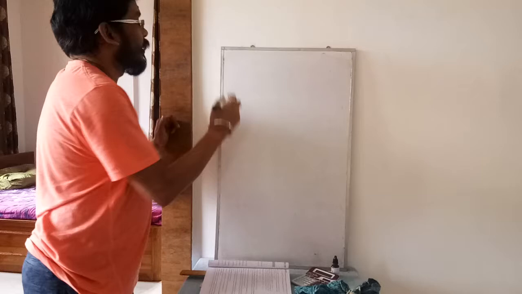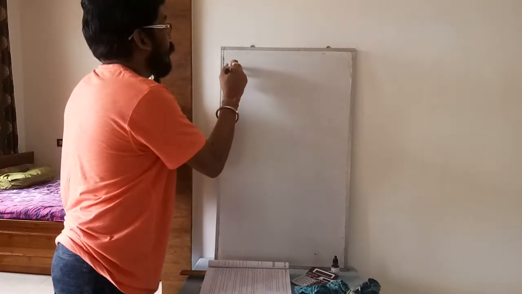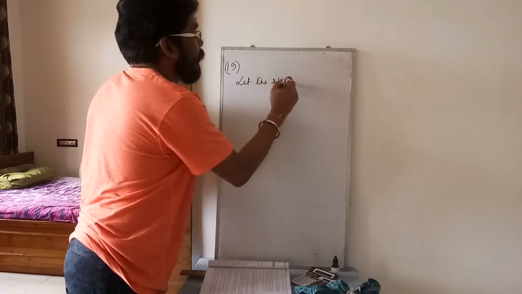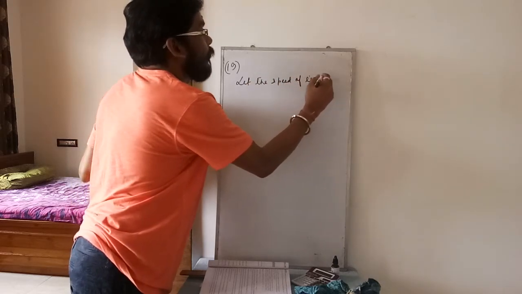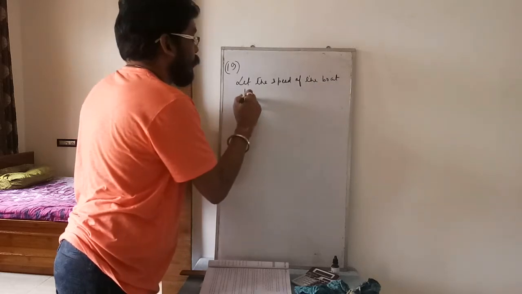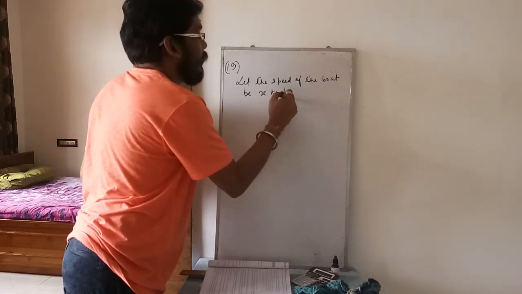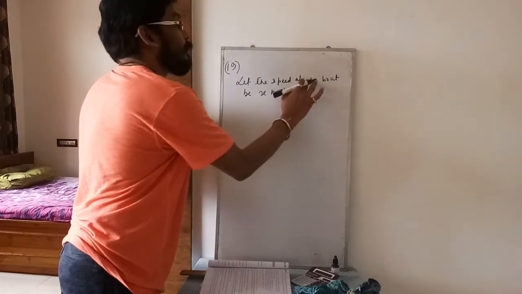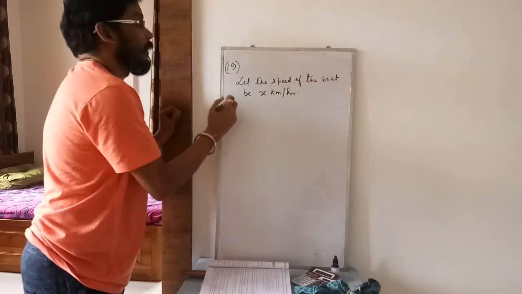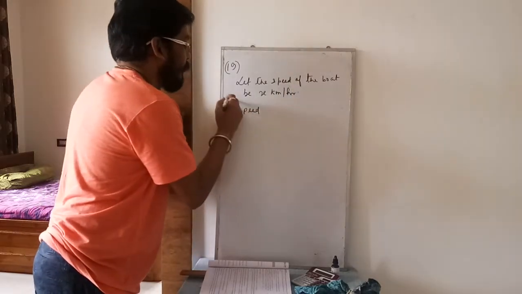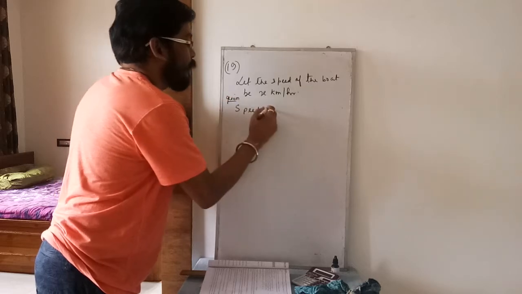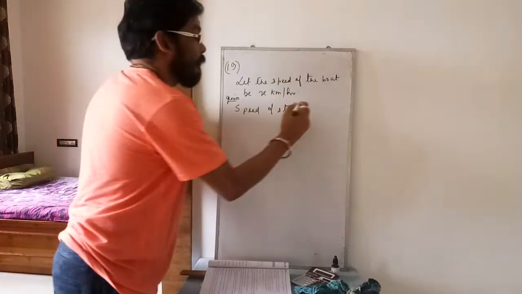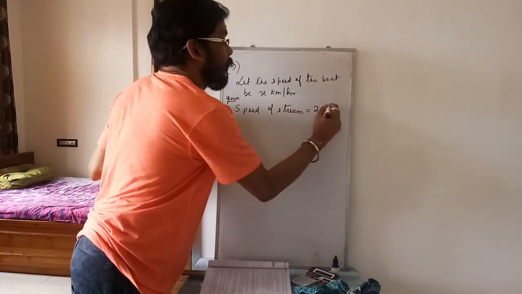So let me first write question number 19. Let the speed of the boat be x kilometer per hour. This is the speed of the boat. Speed of the stream, how much is given? Given speed of stream equal to 2 km per hour.